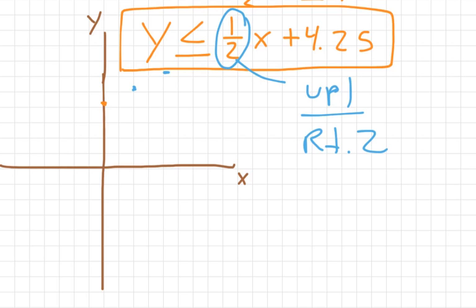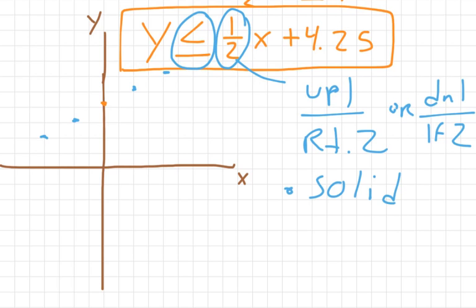I can also go, that's an or, down 1, left 2. Right, you have to reverse both of them if you're going to go backwards. So down 1, left 2, I'm like there. Down 1, left 2, I'm like here. So I've got some points now that I can use. This time though, notice that it's less than or equal to. Because it's also equal to, this is going to be a solid line. So when I connect these points I made, it's going to be just a solid line straight through.